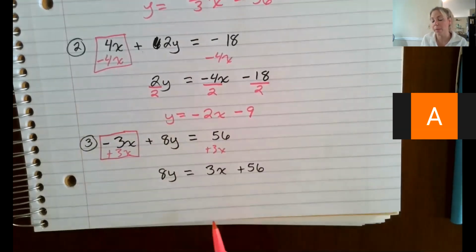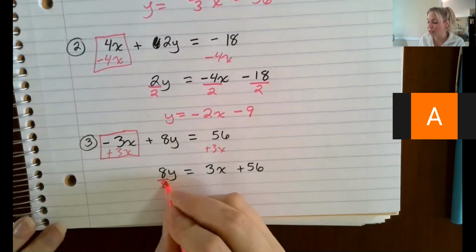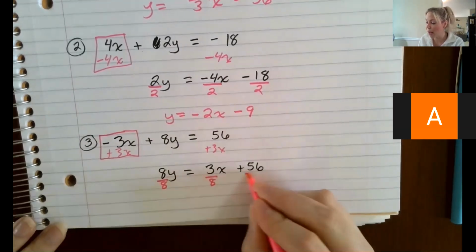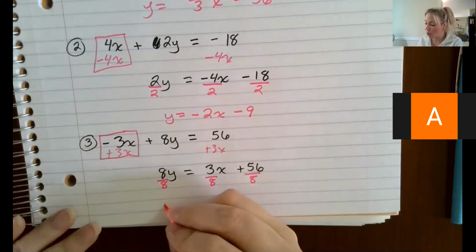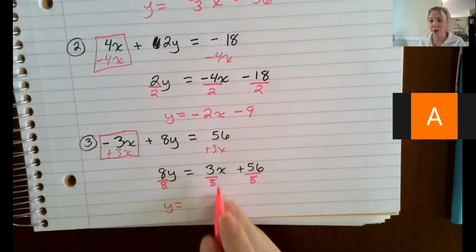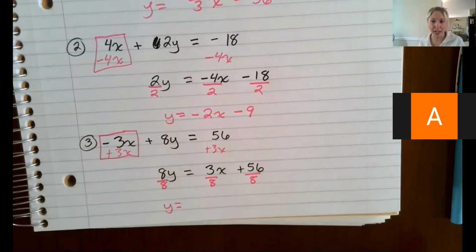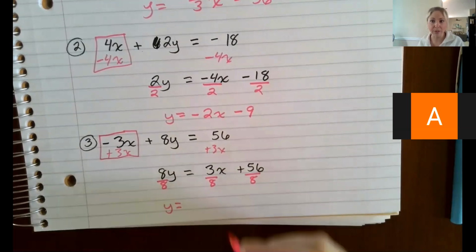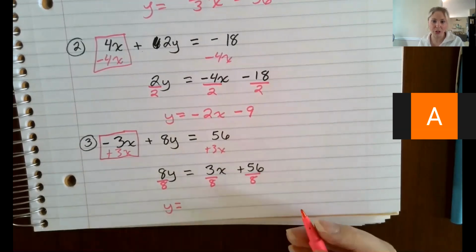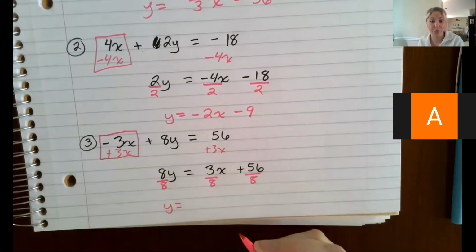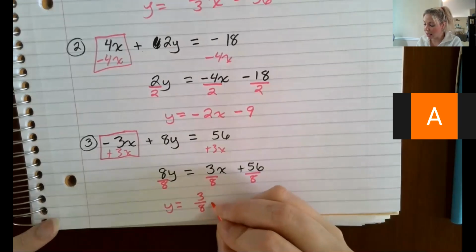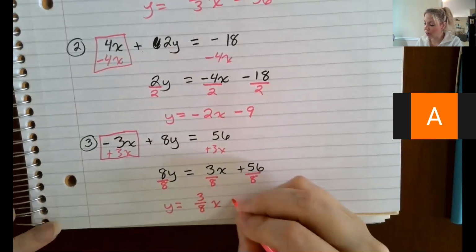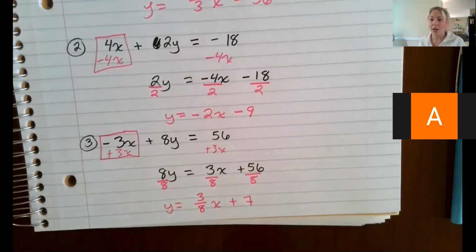And then you want to get y by itself, so you're going to divide every single value by 8. Everything gets divided by that 8. So now you have y by itself. 3 over 8 can't be simplified. It's going to turn into a decimal, so you might as well leave it as a fraction since it's the slope anyway. So you're going to leave it as 3/8 x. And then 56 divided by 8 is going to be 7. And then you're done. You've got your whole rewrite finished.